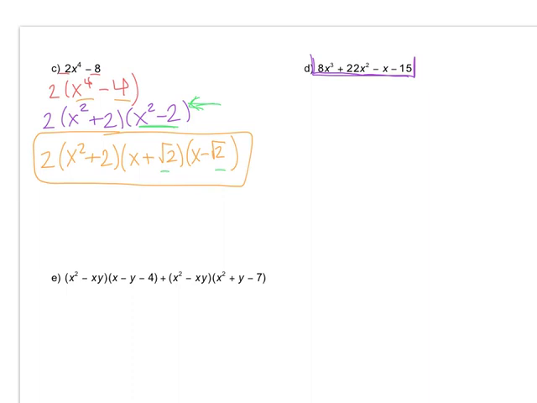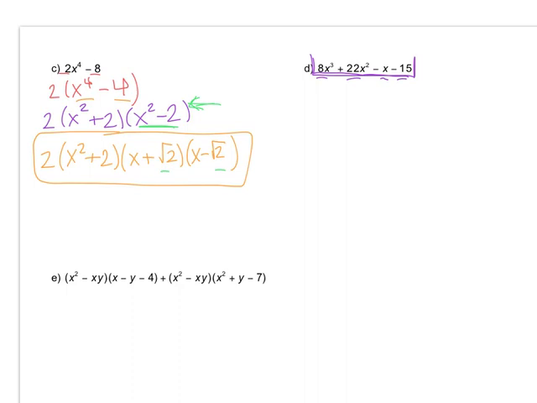Initially, if you look at D, it's got 4 terms, and typically with a 4-term polynomial that we're factoring, we would factor by grouping. But if you look closely at D, there's no way to rearrange or group these so that when you factor, you have 2 groups with the same factors. I could factor 2 out of both of these terms, but it's still not going to get me looking like x minus 15. So factoring by grouping won't work here.